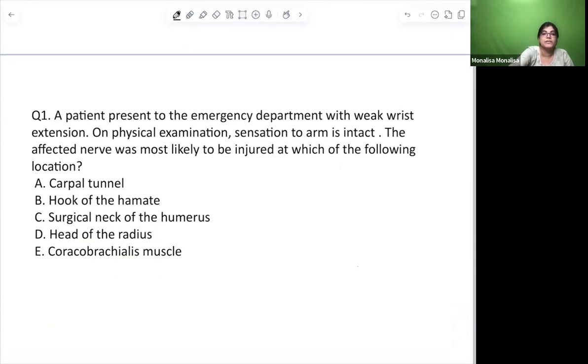Everyone, let's come up with the MCQs. Please solve the MCQ. A patient presents to the emergency department with weak wrist extension. On physical examination, sensation to the arm is intact. Which nerve was most likely to be injured in this case, and what is the location?